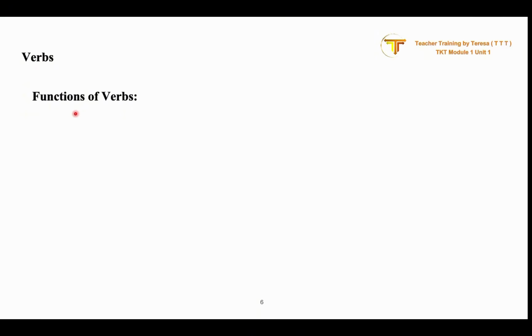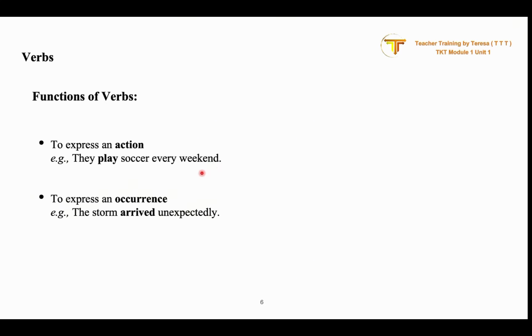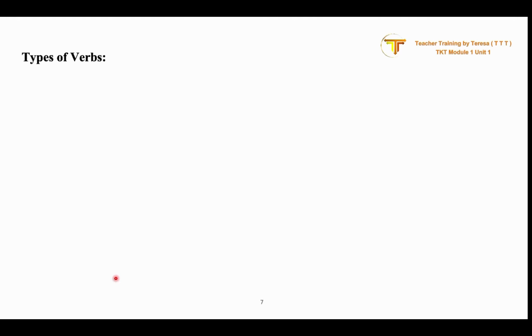Verbs. Functions of verbs. To express an action. They play soccer every weekend. To express an occurrence. The storm arrived unexpectedly. To express a state of being. The sky is clear today. Types of verbs.